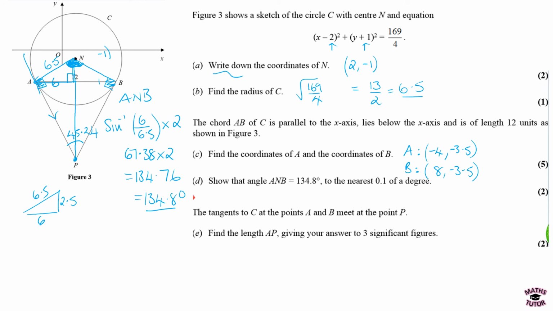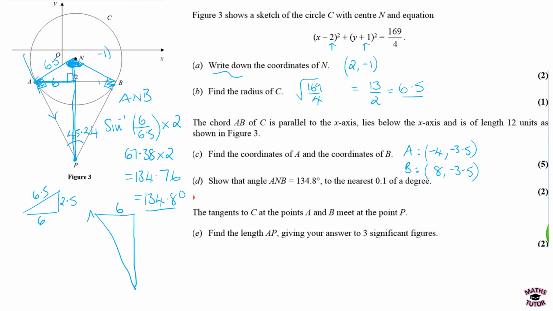45.24. Now again, if we just work in right angle triangles, so I'm going to work in this triangle here, which if I draw it out here, we know that this is 6.